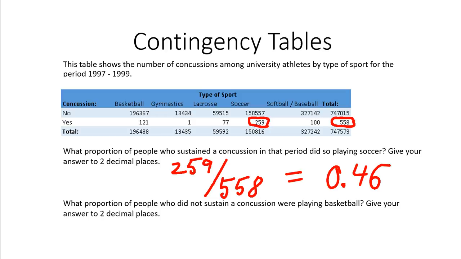Here's another example. What proportion of people who did not sustain a concussion were playing basketball? Again, we're going to need to get two numbers from the table to answer this question. Firstly, the total number of people who did not sustain a concussion. Secondly, we need the number of people who played basketball and did not sustain a concussion.